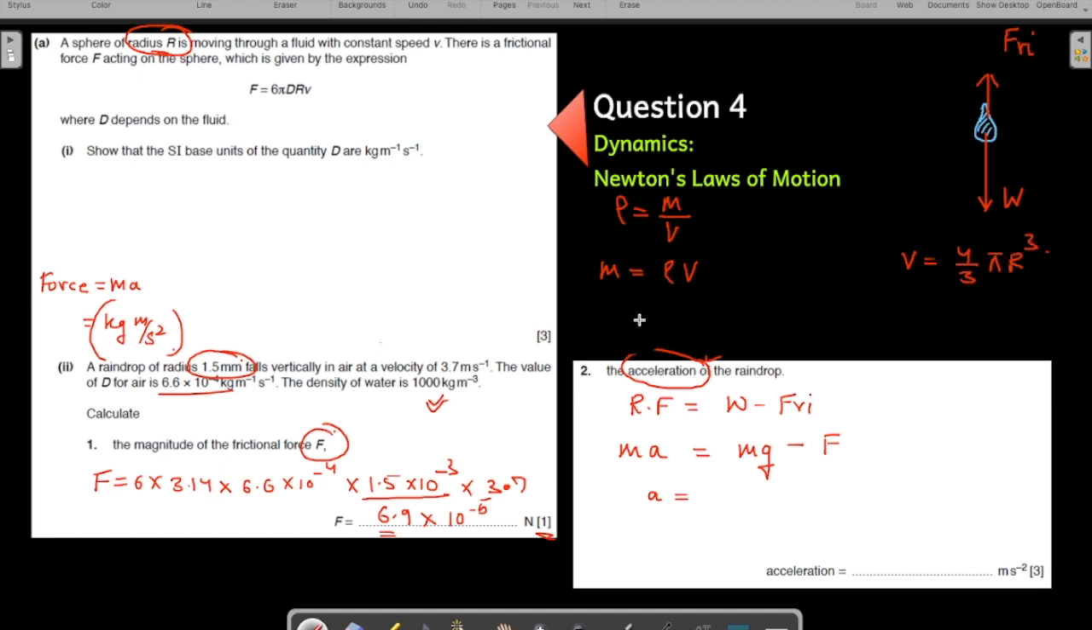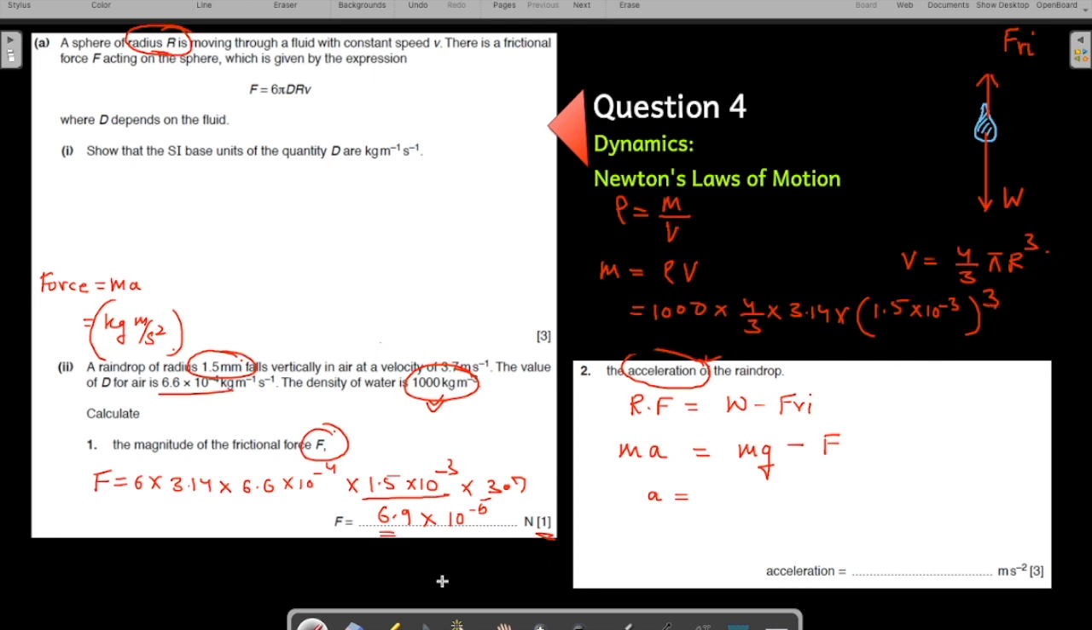A lot of calculations involved here. So input the values. The density is 1000. The number comes from here. Times 4 by 3, pi we know is 3.14, and r is the radius, 1.5 times 10 to the power minus 3, the whole cube. This will give you the mass.